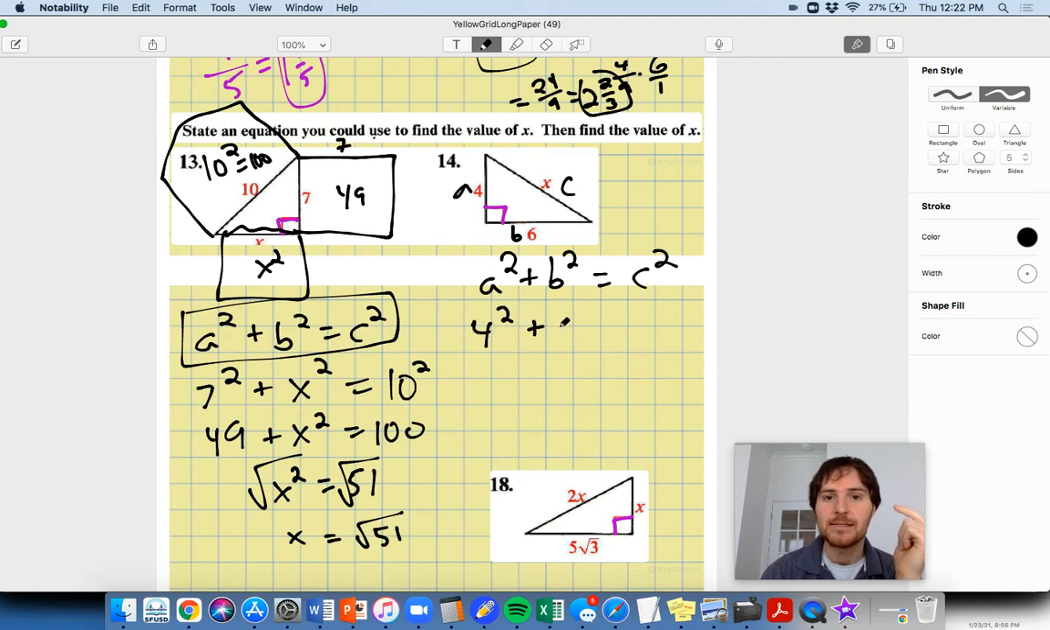4 squared plus 6 squared equals x squared, right? We're putting x there instead. We get 16 for 4 squared. We get 36 for 6 squared. So hopefully you get good at these perfect squares. You should be able to do that really, really quickly. Push yourself to do it.